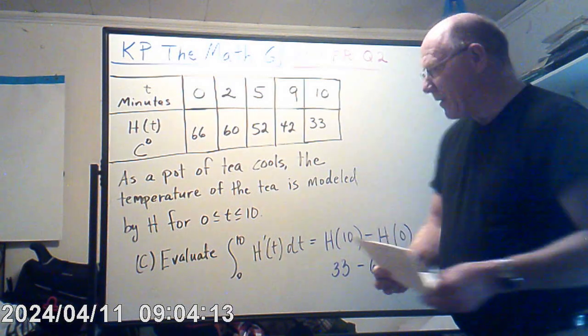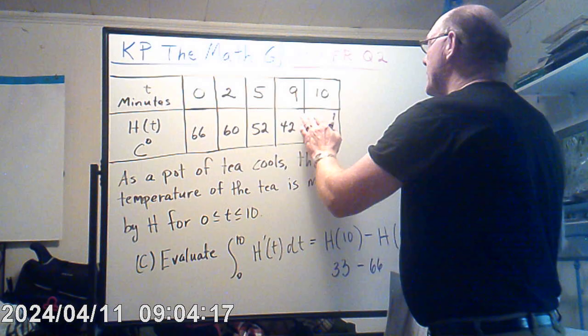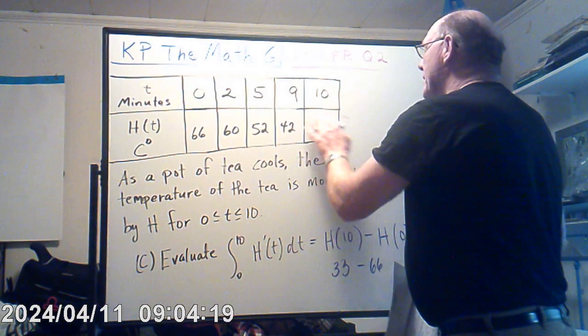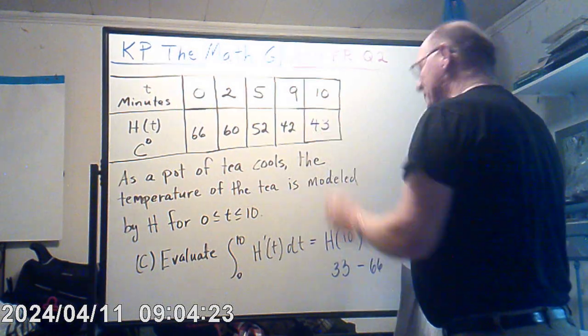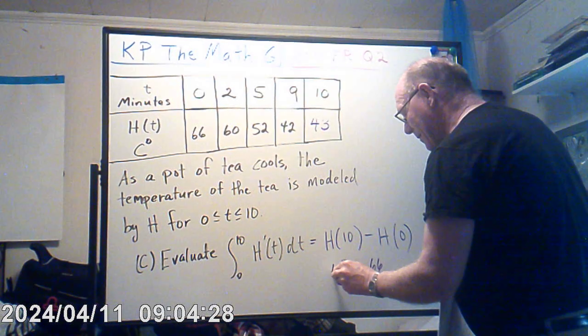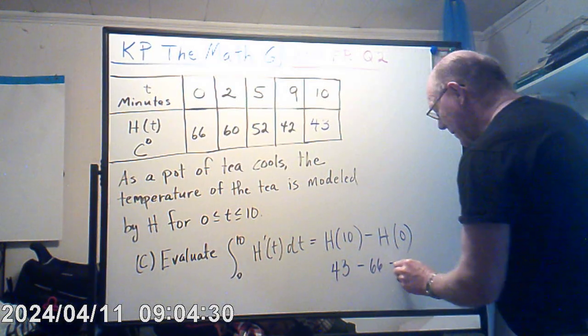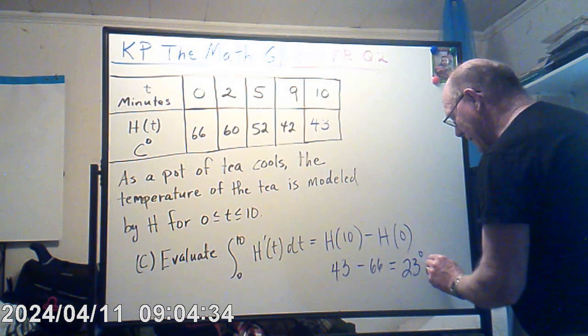Actually, 43. This should have been a 43. I don't know why I put 33. That should have been a 43, my bad. I just have to put it in purple. I should have known that didn't look right. But anyway, now that's negative 23 degrees Celsius.